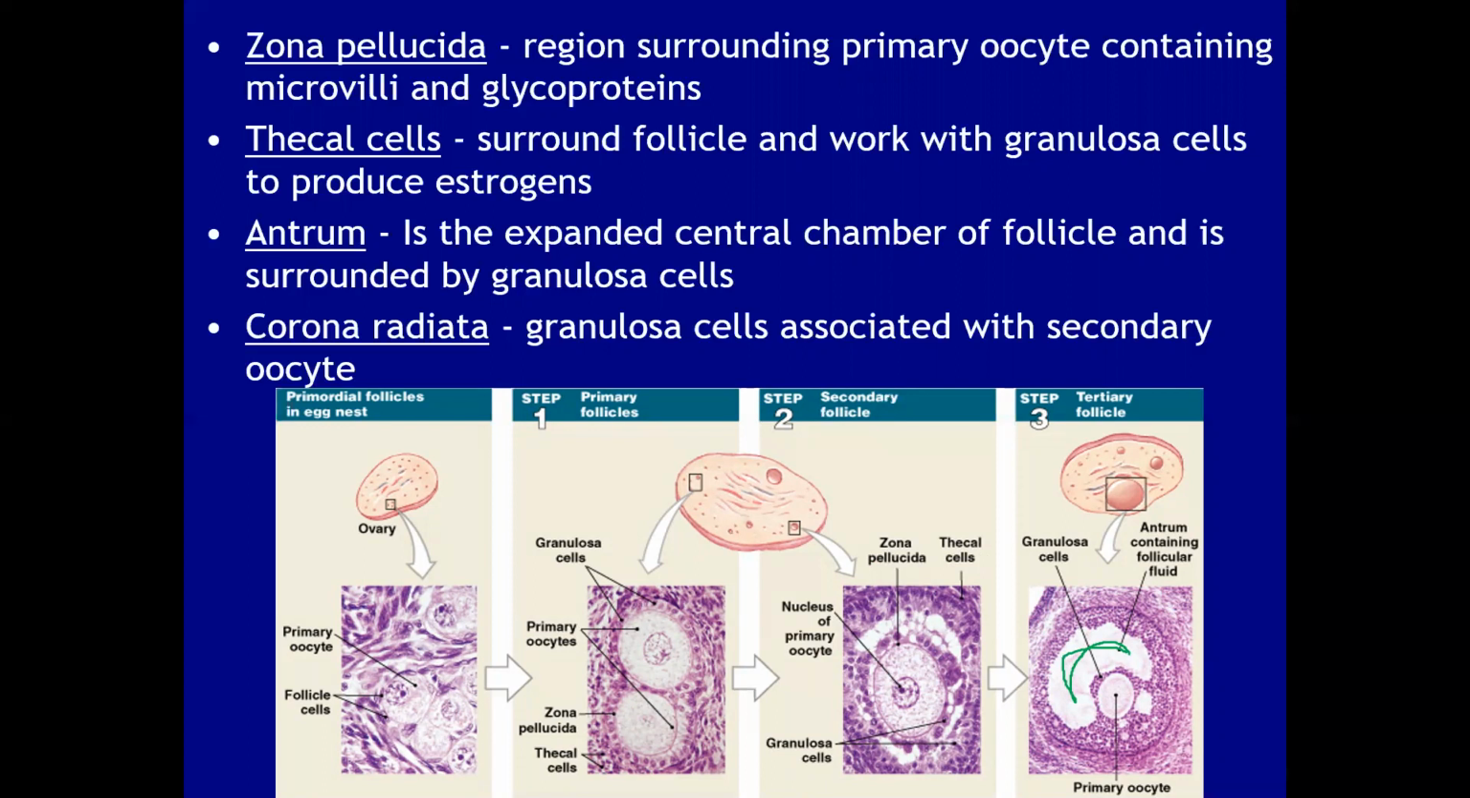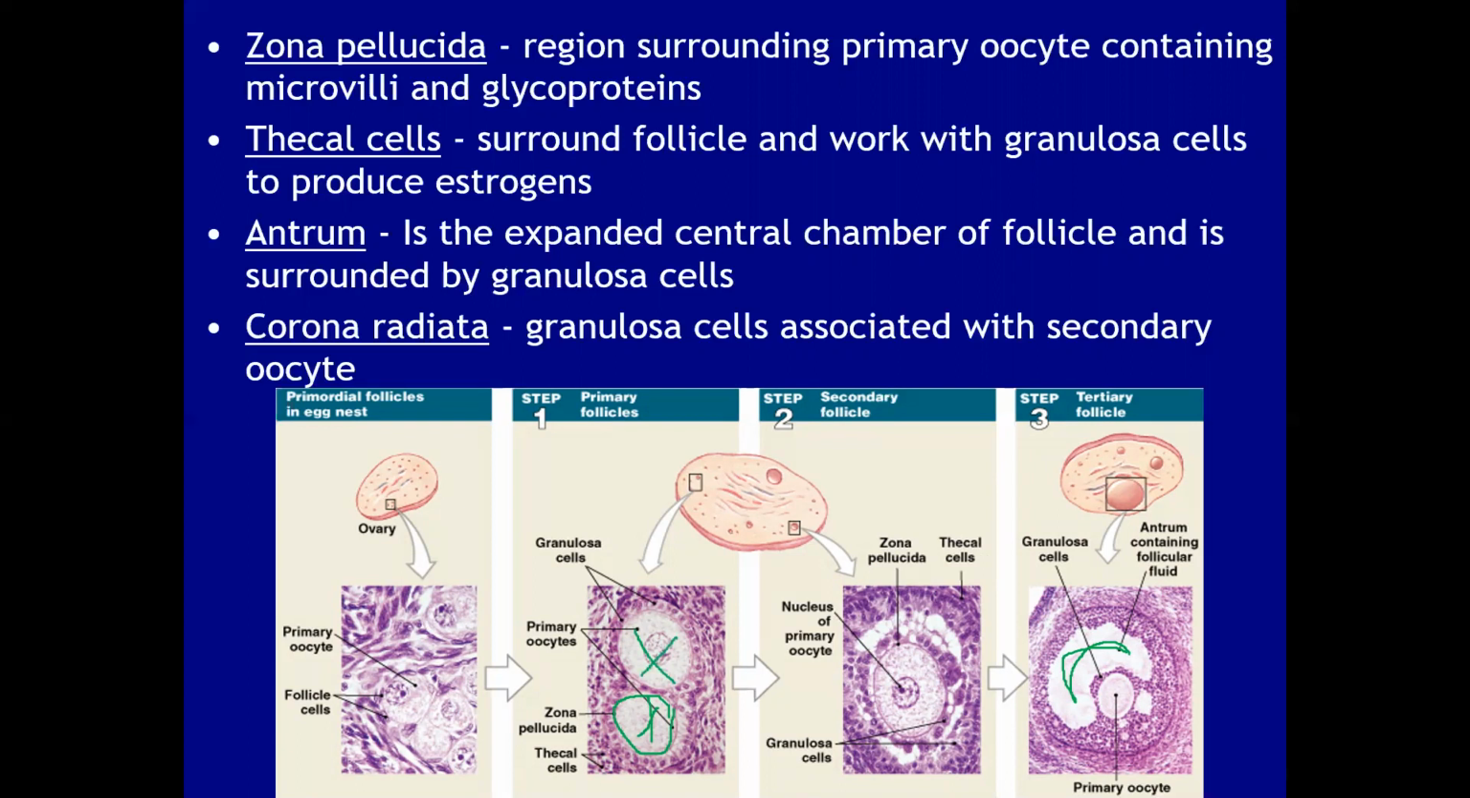Looking a little more closely at actual photomicrographs, the region that surrounds the primary oocyte is called the zona pellucida. So this is the zona pellucida. Inside, we have this primary oocyte. So this structure that I'm putting an X on, this is the primary oocyte.